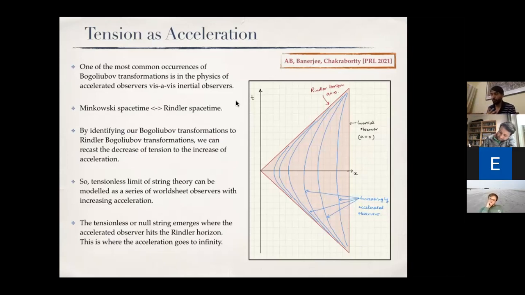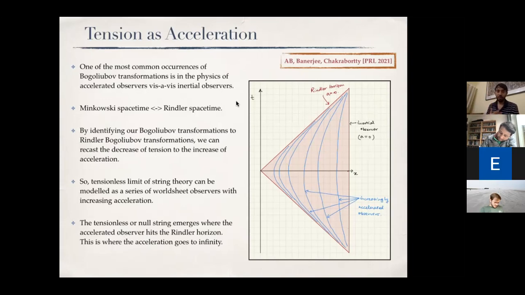common occurrences of Bogoliubov transformations is in the physics of accelerated observers versus, say, inertial observers. This is the stuff where you replace Minkowski spacetime and Rindler spacetime. What we did in this work is that by identifying our Bogoliubov transformations with Rindler Bogoliubov transformations, we can recast this decrease of tension as an increase of acceleration, intrinsic worldsheet acceleration.